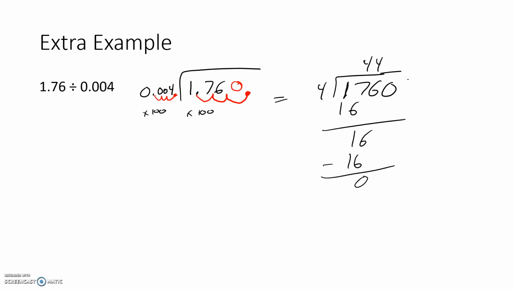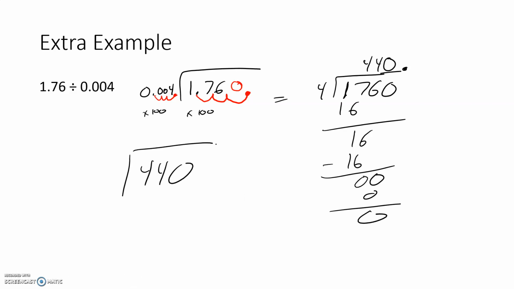All right, so I'm not done yet because my decimal's over here. I still have a place value I've got to fill. So I bring that 0 down, and 4 goes into 0 0 times. So that's going to be 0. So my answer is 440. All right, go ahead and do the on your own, followed by today's mini assessment.